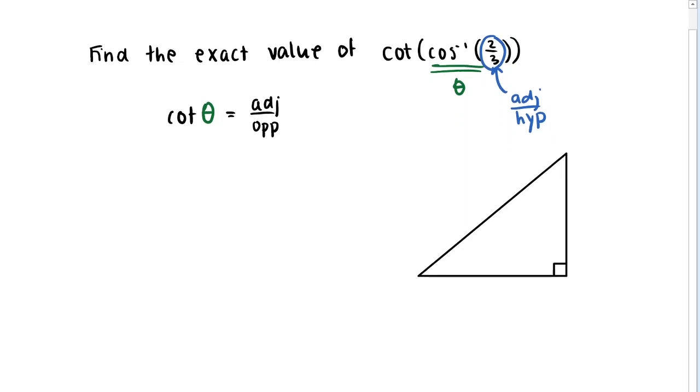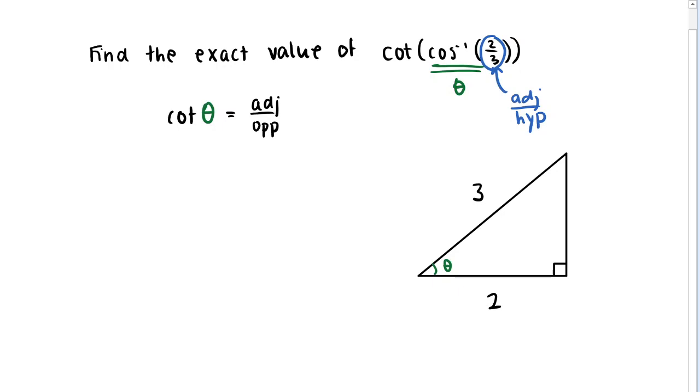And so in this picture here, if I imagine this is a right triangle with a side length of 2 and a side length of 3 here, and this is my angle theta, right? Cosine of this angle would be 2 over 3. And so cosine inverse of 2 over 3 would give me back this angle here. And so really to evaluate our expression, we just need to figure out what cotangent of this angle is.